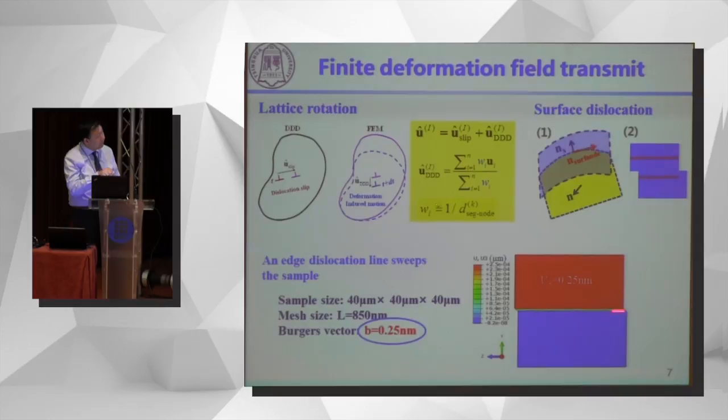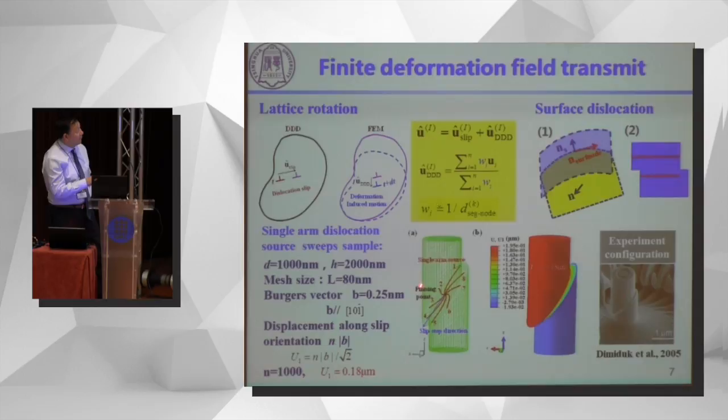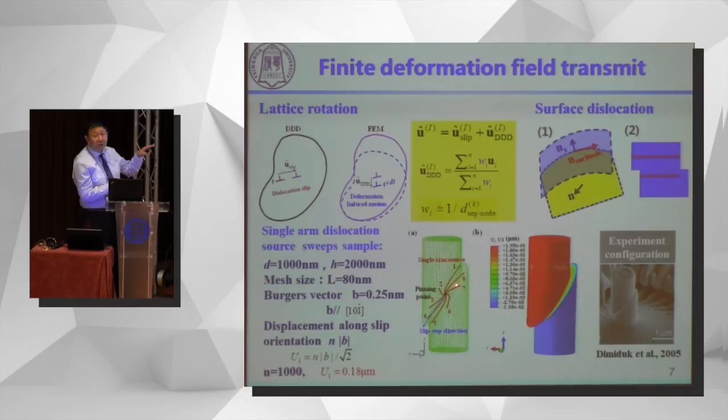This example, with this Burgers vector, moves from the edge dislocation motion, and this size is 40 microns by 40 microns. This is almost a cubic size, and for the pillars during compression, this has a pin point. We have a single-arm dislocation rotation, and one Burgers vector is 0.25 nanometers. If it rotates 1,000 times, there will be a displacement of almost 250 nanometers. For the horizontal motion, it is almost 0.15 microns.